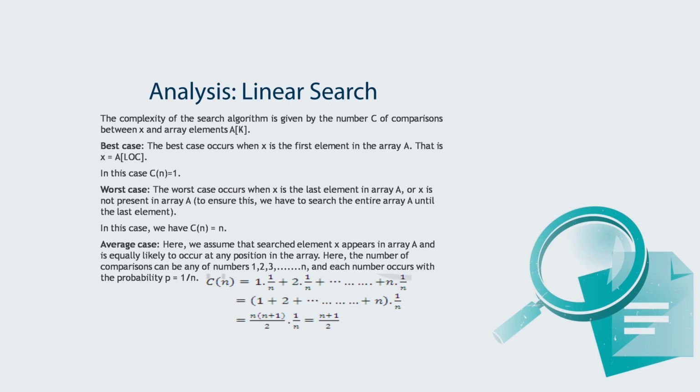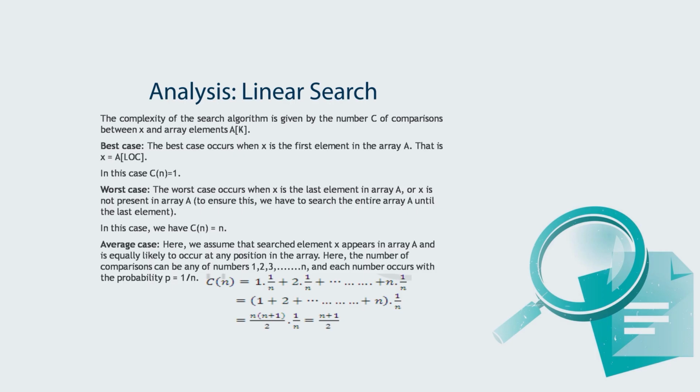And in the worst case, what will be the worst case? When x is the last element of the array or x is not present in the array. So we have to search every element of the array. If we assume n elements, because here on the input side n elements are there in this array, so we have to traverse and compare. How many comparisons? That will be n comparisons. So in the worst case, the time complexity will be n.